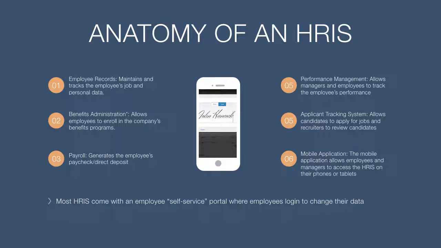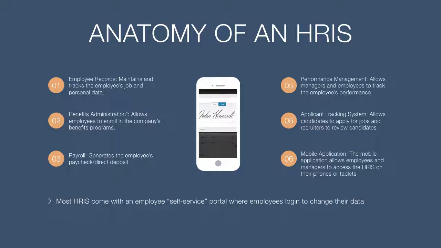Payroll generates the employee's paycheck, direct deposit. Performance management allows managers and employees to track the employee performance. Applicant tracking system allows candidates to apply for jobs and recruiters to review candidates. And a lot of systems have mobile applications that allow you, as an employee, to request time off and review your pay stubs and do different things directly from your cell phone or iPad. And from an administrative perspective, a lot of companies also have mobile applications for administrators so that you can do some of the day-to-day tasks, such as updating information in the system on an employee or even entering a new hire right from your cell phone, but more so your iPad or tablet.